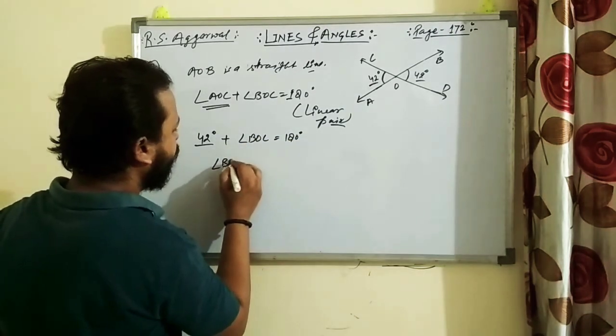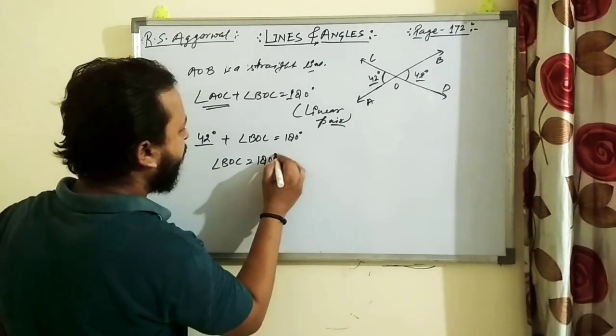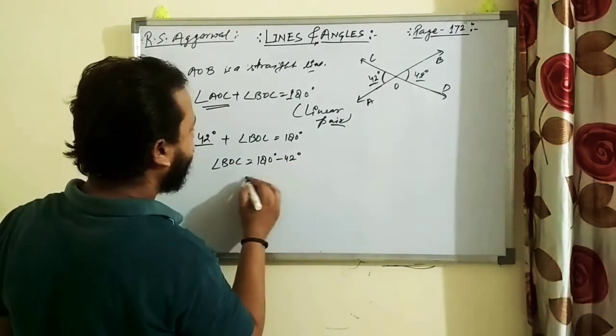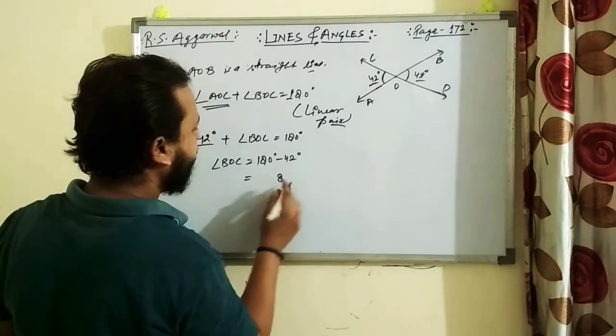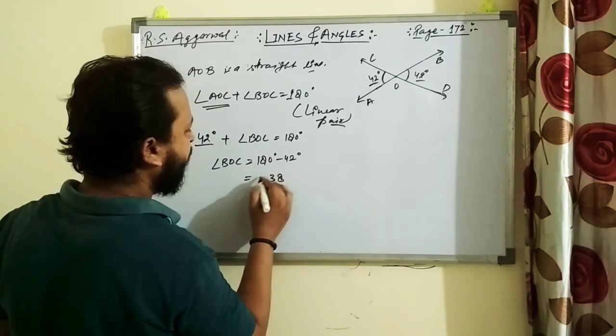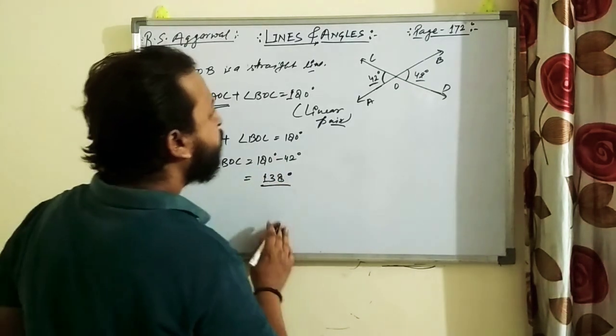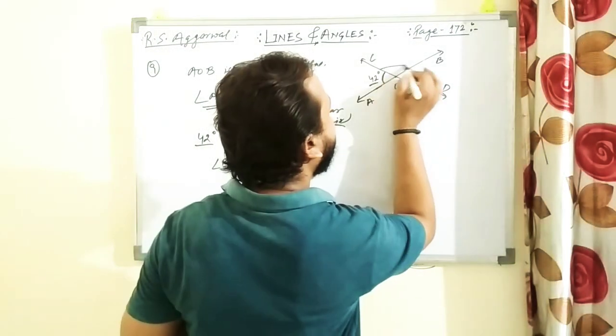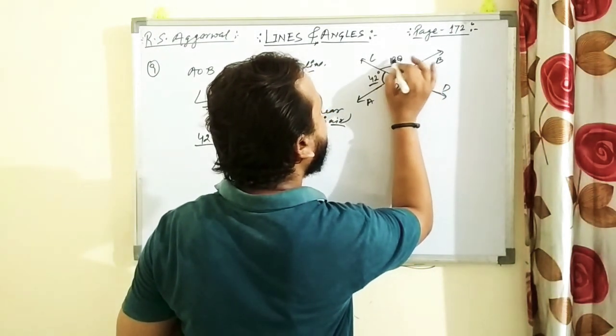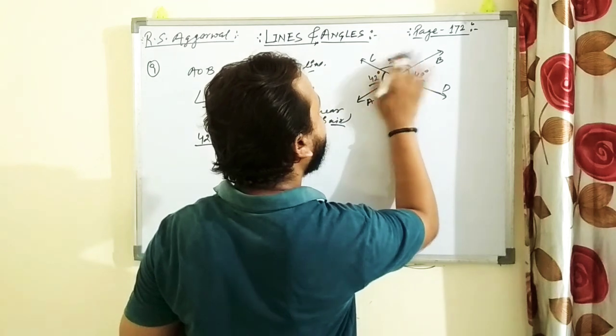So angle BOC is equal to 180 degree minus 42 degree. So 10 minus 2, that is 8. 7 minus 4, that is 3, and here 1 goes. So this angle is 138 degree.